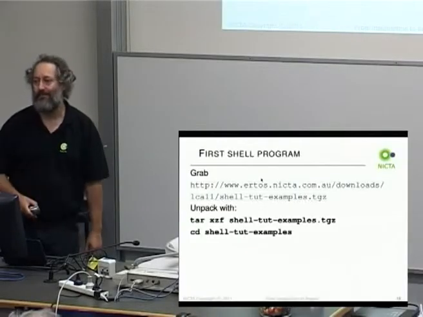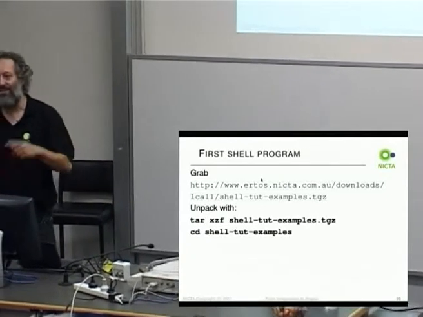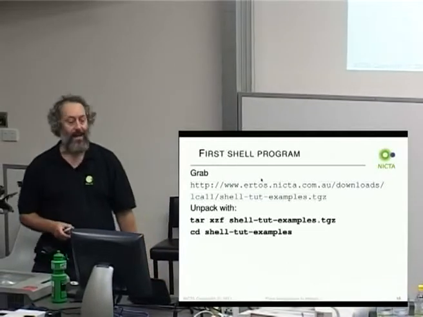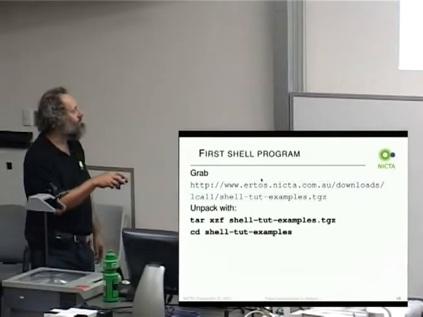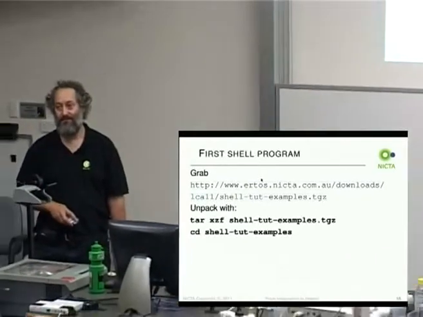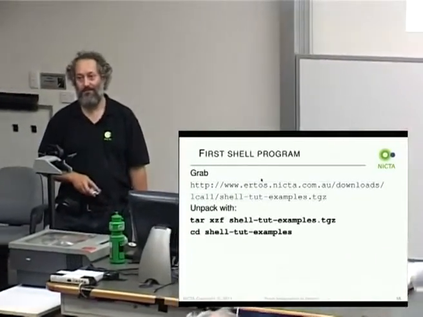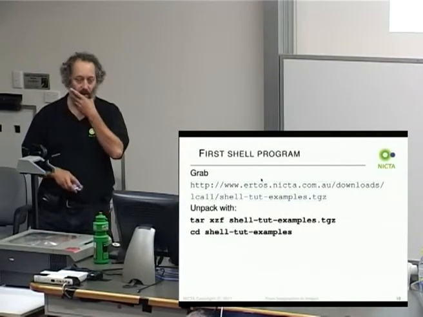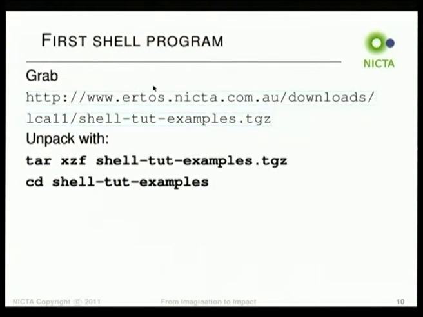Different version of banner. That would be the BSD version of banner, not the System 5 version of banner. Okay, if you haven't already done it, please grab that tarball and unpack it. This will save you typing. If you've got your web connection and you go to the wiki page with the shell tutorial, that URL's already in there, so you can just click on it. But I don't know what's quicker, whether you can type it in or get it.